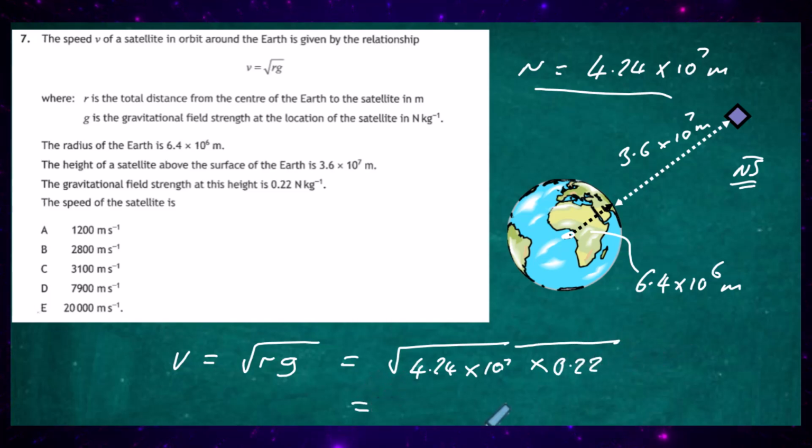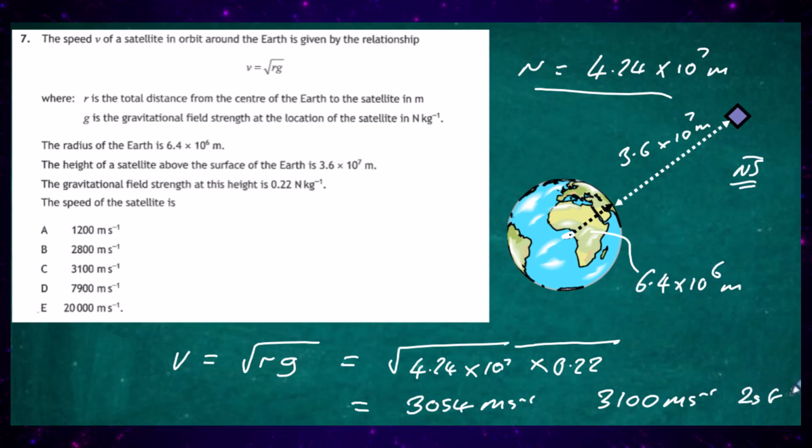So if we do that in our calculators, we get an answer of 3054, and that's going to be metres per second. Now remember, we're dealing with two significant figures here, so we have to put this to two significant figures. So 3054 becomes, well, that 4 is slightly less than 5, which means it's tipping over the 5, so we're going to have 3100 metres per second to two significant figures. So what response is that going to give us? It's going to be response C, 3100 metres per second.